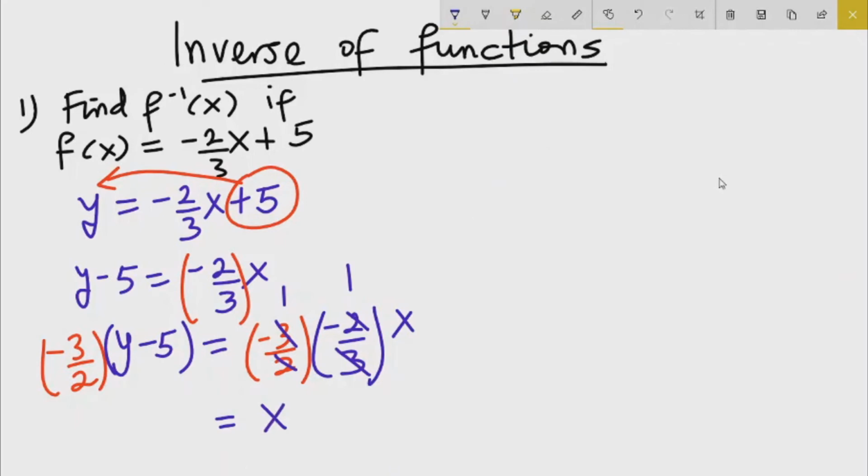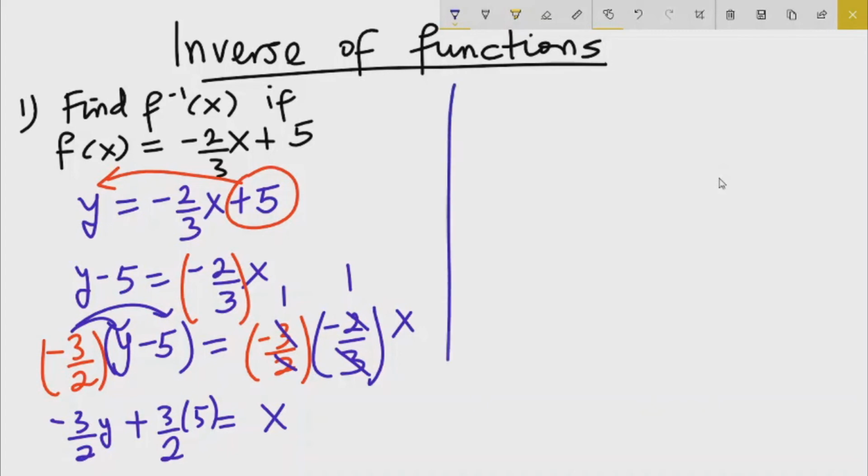Then the left, we can distribute this negative 3/2 into the parentheses. So this becomes negative 3/2y plus 3/2 multiplied by 5. So what I did is negative 3/2 multiplied by negative 5 is going to become positive 3/2 multiplied by 5. So that reduces to negative 3/2y plus 15/2 equals x.